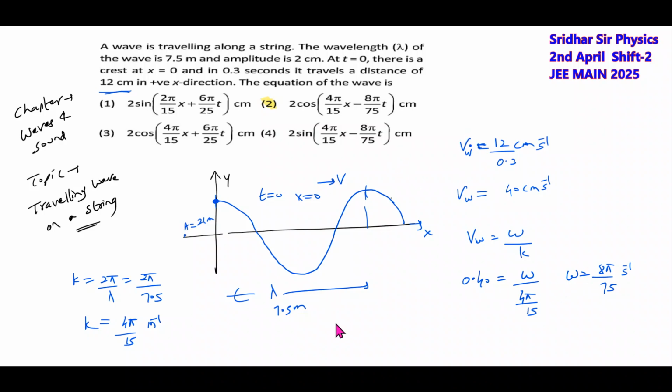Now we'll write down the wave equation. Y equal to A cos kx minus omega t, because the wave is propagating along the positive x-axis. We know the amplitude 2 centimeter, we know the value of k, we know the omega, substitute, we'll get this one. Second one will be the option. And this particular thing is a rope or it will be a string.